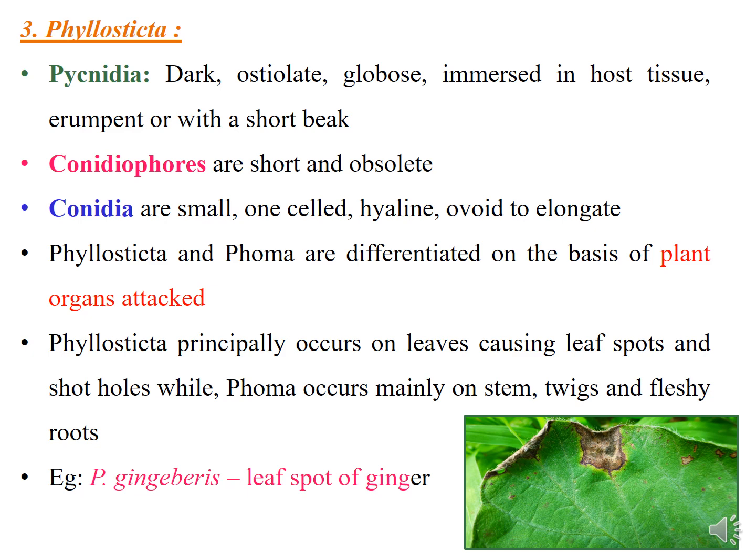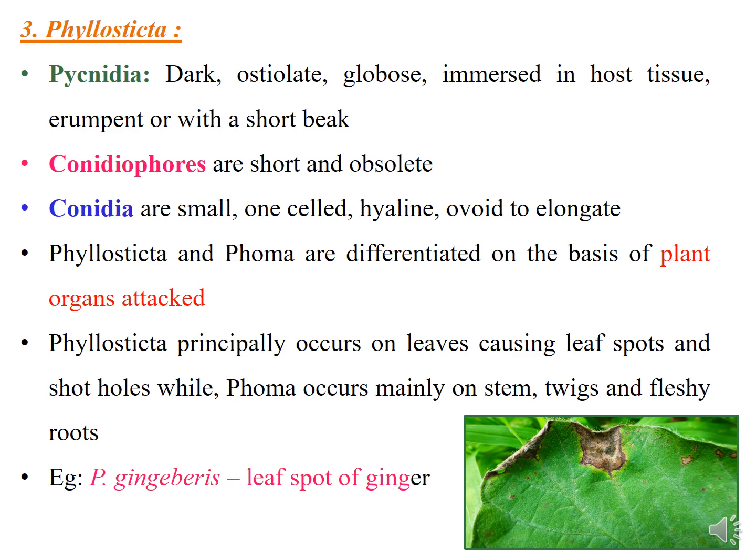Coming to the third genus, Phyllosticta. Phyllosticta pycnidia are dark, ostiolate and globose in shape, immersed in the host tissue, erumpent or with a short beak. Conidiophores are generally short and obsolete, and conidia are also small, one celled and very light in color, and may be ovoid to elongate in shape. An important character to remember is that Phyllosticta and Phoma are differentiated on the basis of the plant organs attacked.